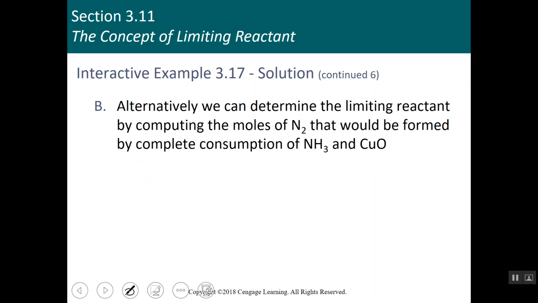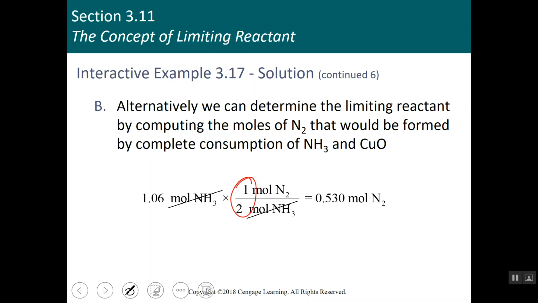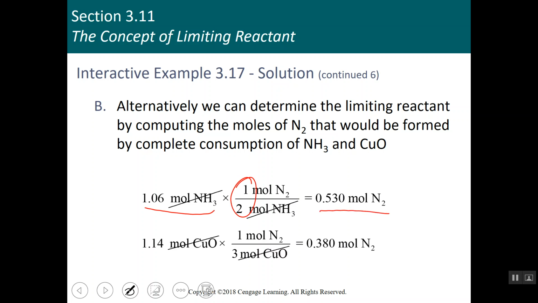I prefer to do it this way because we're trying to figure out how much nitrogen we can produce. So we're going to start with the grams of each of our reactants and then see how much nitrogen is produced. We have 1.06 moles of ammonia. What's its relationship to nitrogen according to the balanced chemical equation? If we have 1.06 moles of ammonia, we should get 0.530 moles of nitrogen.